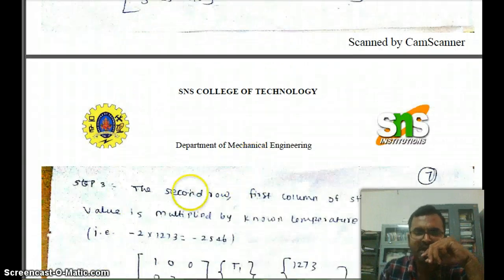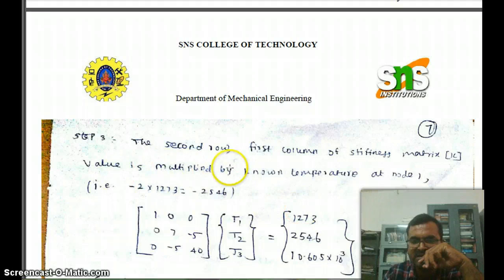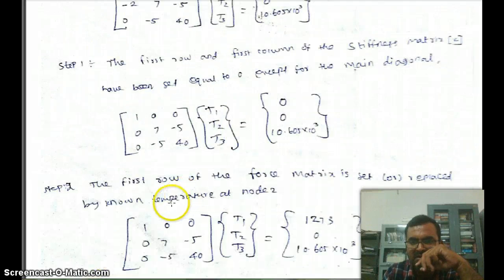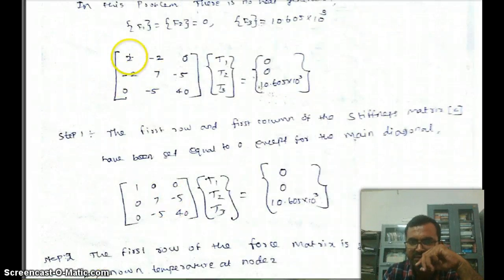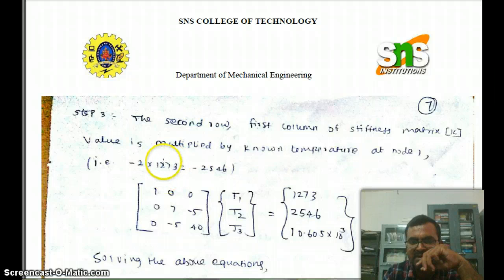The third step: the second row, first column value of the stiffness matrix K is multiplied by the known temperature at node 1. The second row, first column value is -2. This -2 multiplied by the known temperature gives -2546. This value is then used to modify the second force matrix entry, so 2546 is applied in the second force matrix.